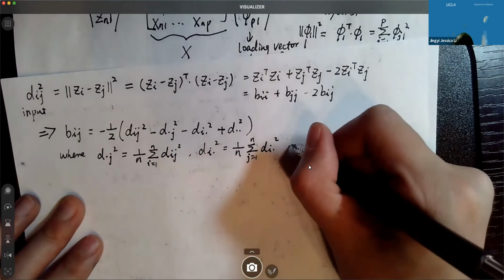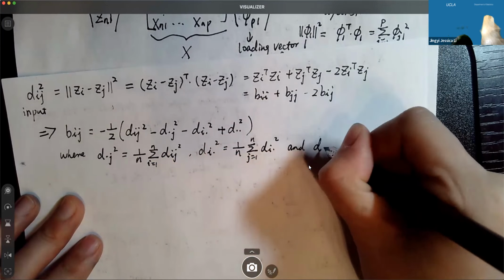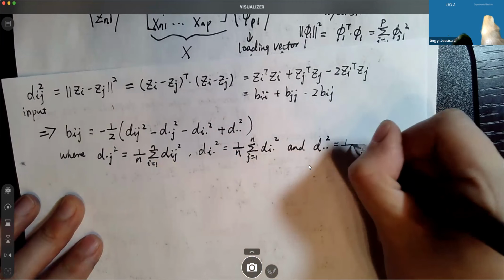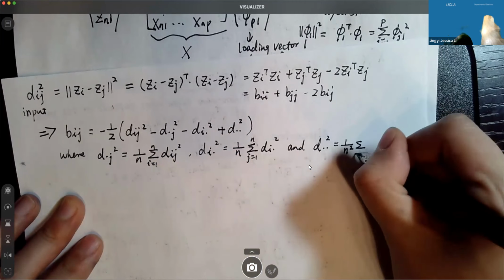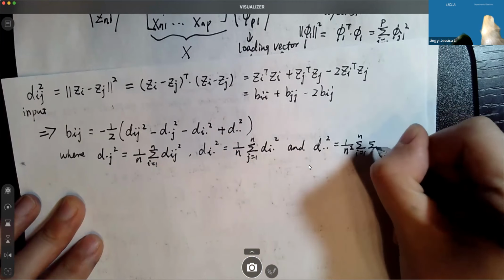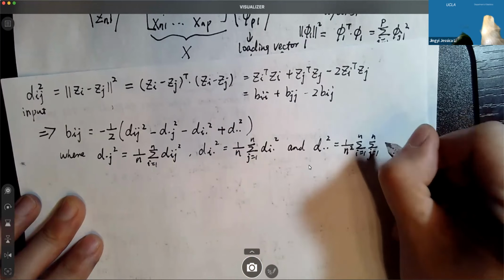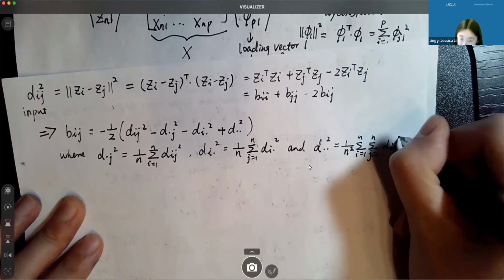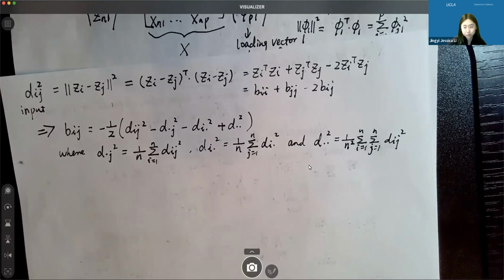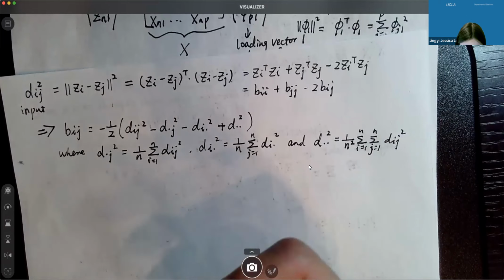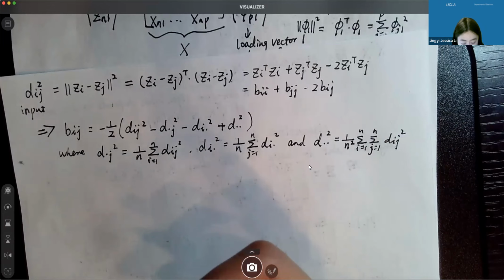And finally, D dot dot squared is 1 over n squared, where i and j both go from 1 to m. The overall average of the D squared matrix. Okay, so doing that, I can obtain the Bij. And then with B, we just do eigen decomposition.